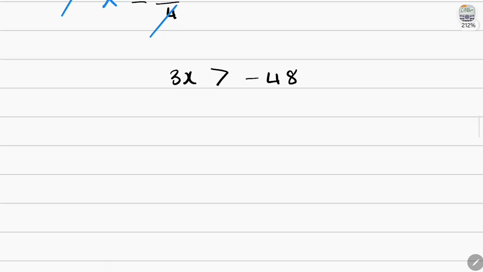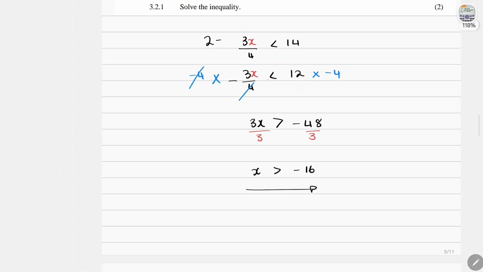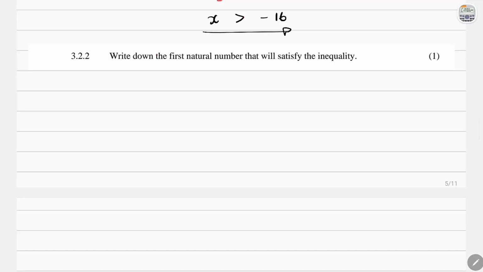Okay, and then lastly, divide both hand sides by 3, and we're dividing by a positive number, so it doesn't change. Therefore, x is actually greater than negative 16, and that is our answer. Moving on to the next question.